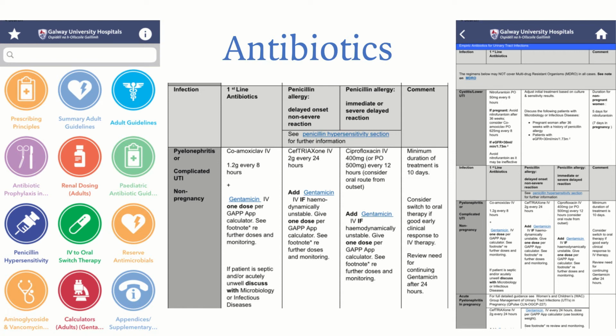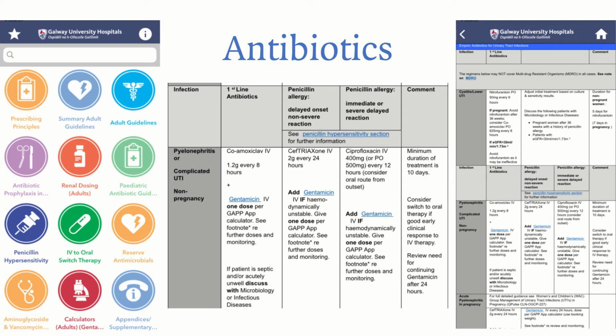So in this case, you open the app and you start looking at the pyelonephritis, or complicated UTI page. And the first line antibiotic you see here is co-amoxiclav. Okay, so amoxicillin and clavulanic acid, 1.2 grams every 8 hours plus gentamicin IV, 1 dose as per calculator.